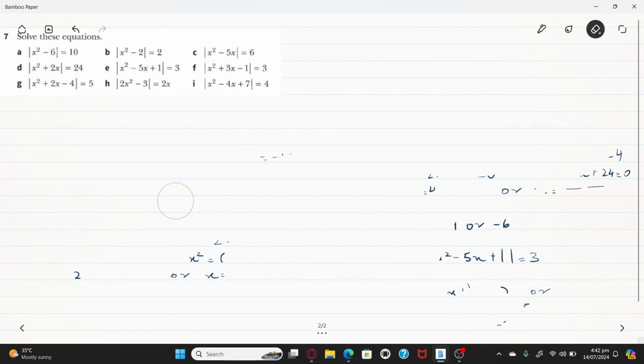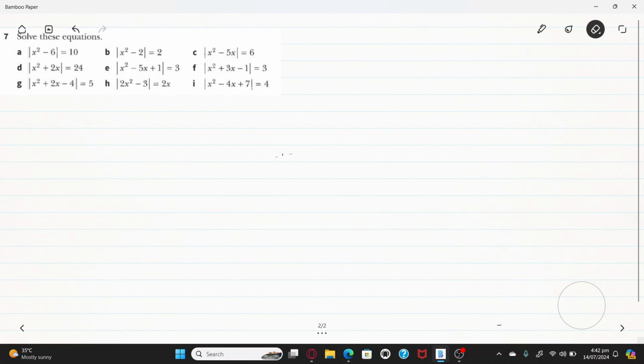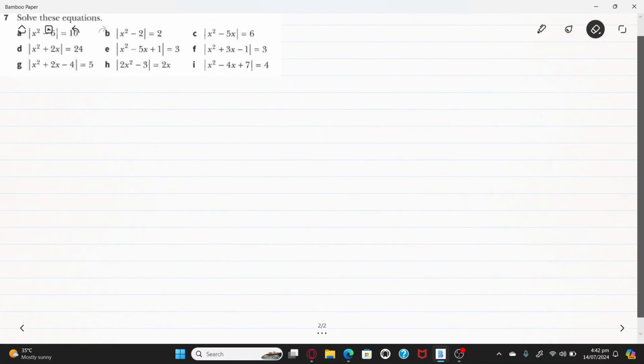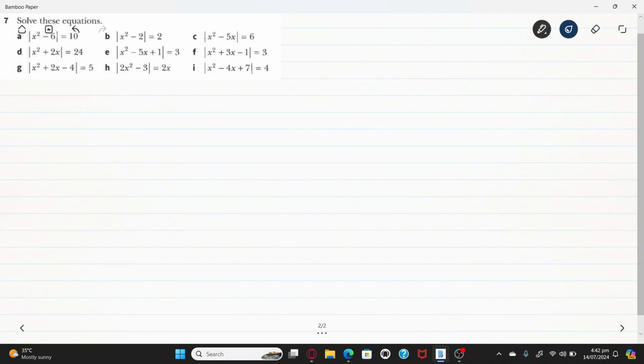Please bear with me. For part E, we have only 4 parts left, and then our exercise will be completed. So let me scale it down here. Okay, for part F, what we're going to use is x squared plus 3x minus 1 equals 3, which essentially gives us a modulus part.